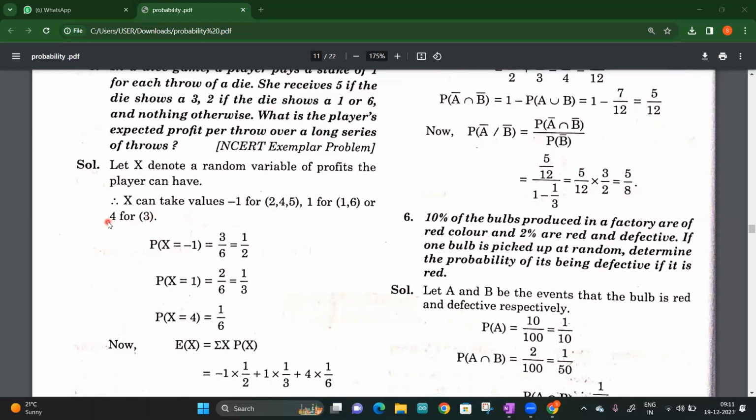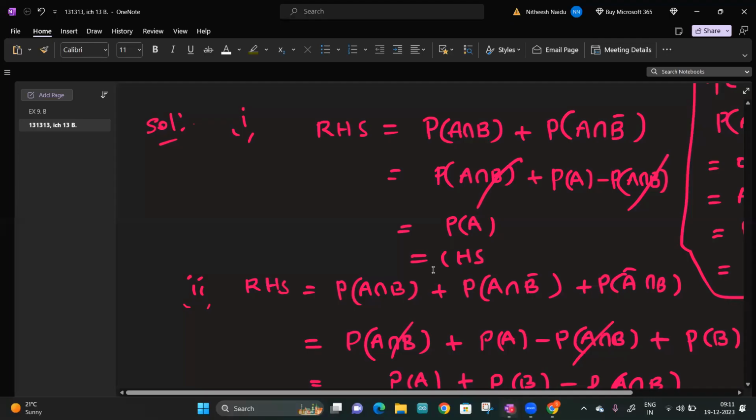Understood this part? Okay. Now we will calculate the respective probabilities. So what is the probability? Okay, I will show here.